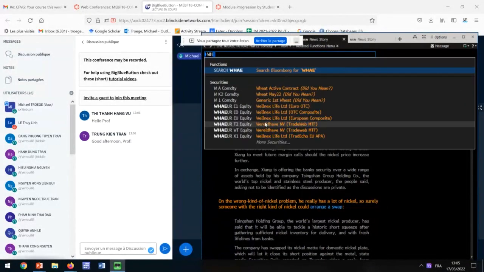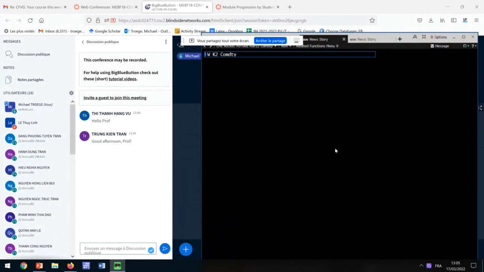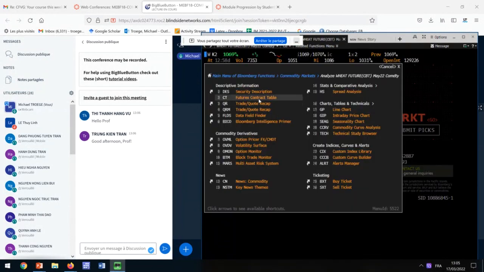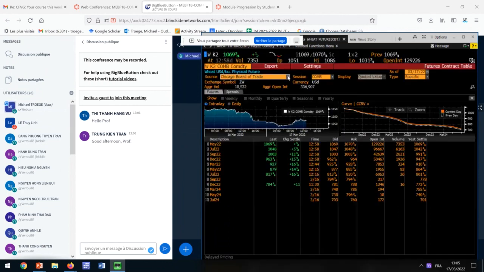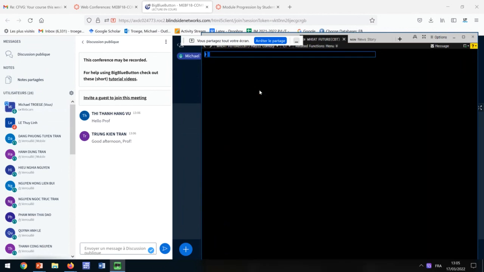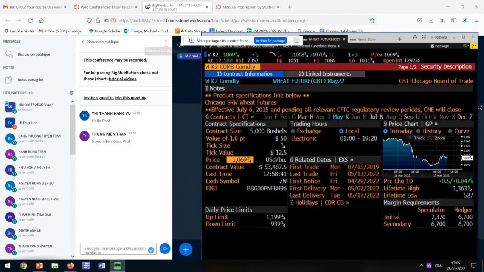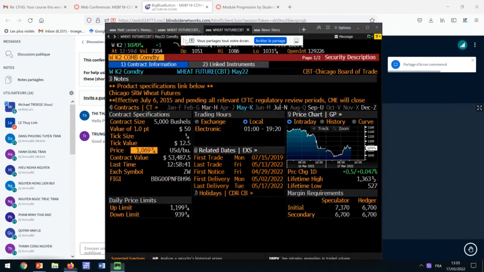So wheat. Again, we look at the next wheat contract. And we should first look at the security description, which you have here. And you actually have most of the information that I mentioned about the wheat contract. You have it here. So contract size 5,000 bushels.